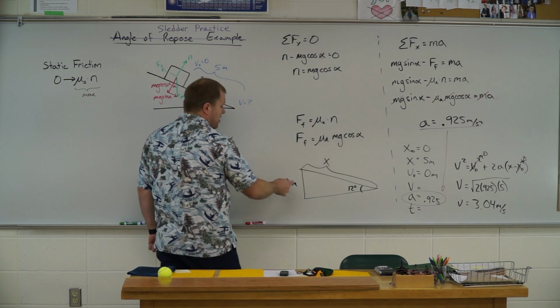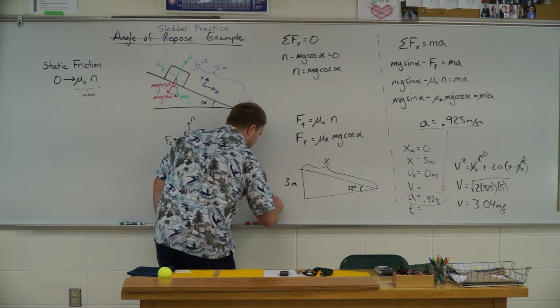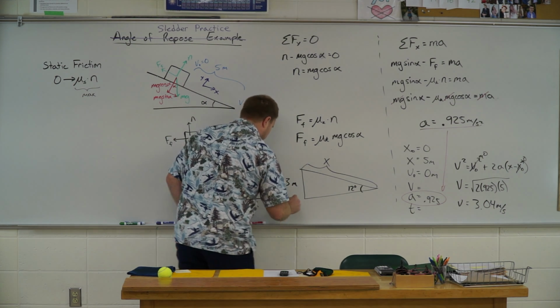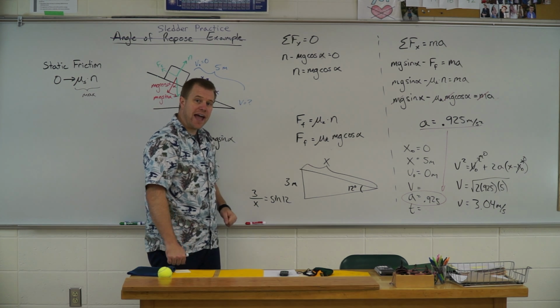And so I see here that 3 divided by x is equal to, and this is opposite, so this is equal to the sine of 12. And so I've got to go ahead and solve that little trig for that x value there.